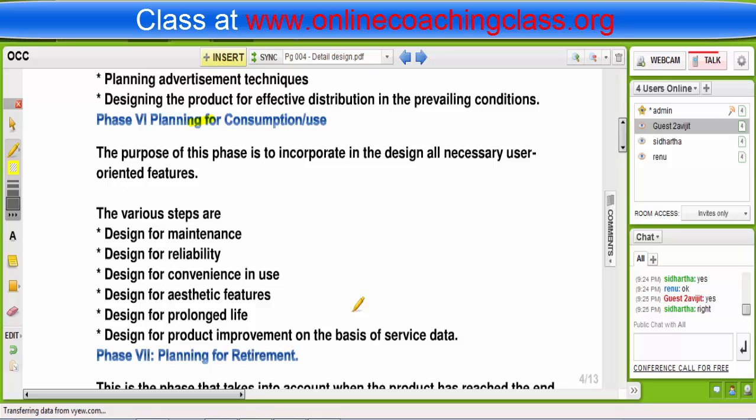Then Android is much more user friendly than Windows. See, when you go to market, you have to think about what the user wants. So you have to make the product user friendly. Then this product will run for a long span of time.